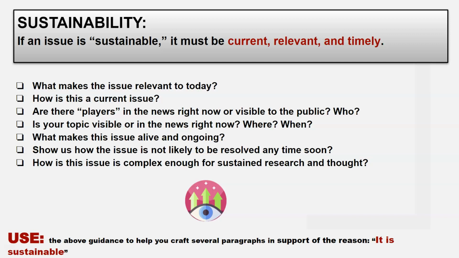So of course, you also want to think about sustainability. So it must be current, relevant, and timely, and it should be a current issue. Are there players in the news right now that are visible to the public? So has your topic been relevant in the news lately, and how so? And who has been talking about it? So what makes this issue alive and ongoing? These are very much questions that you want to be posing when drafting your issue proposal.